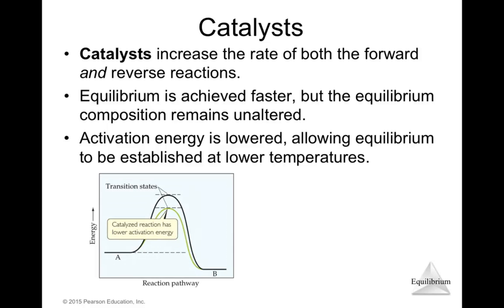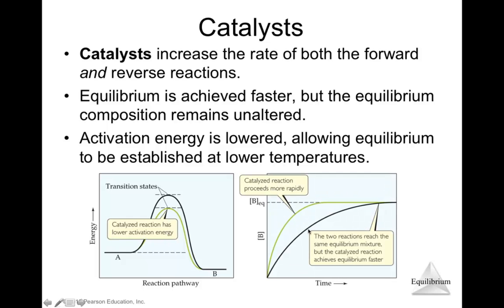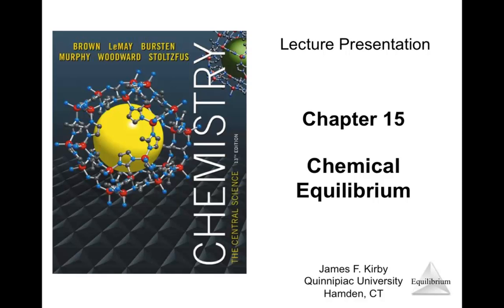So here we have the profile, the reaction pathway versus energy. Here in black we have the uncatalyzed reaction, and the green one is the catalyzed reaction. So we can see here that the catalyst reduced the activation energy for this reaction. And here in the rate, we can see time versus the formation of the product. The rate for the green one, the catalyzed one, proceeds more rapidly, is faster than the one without the catalyst. So with this, we finish our module number 15 of chemical equilibrium.